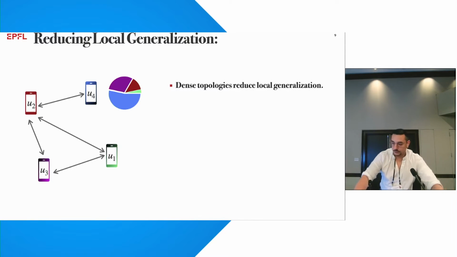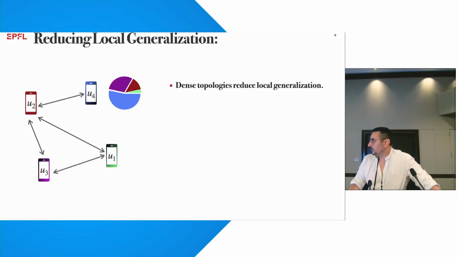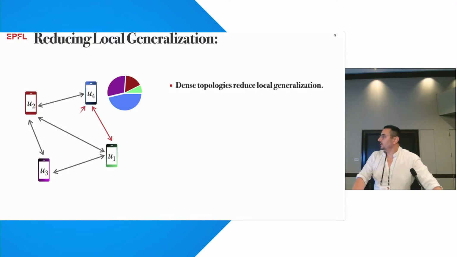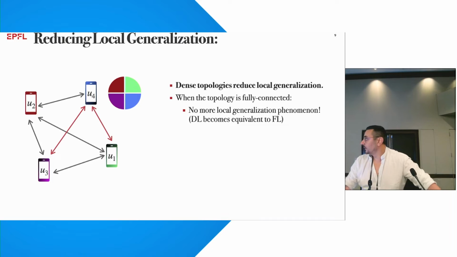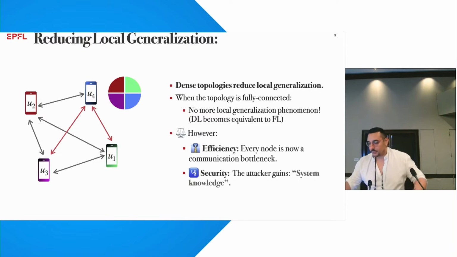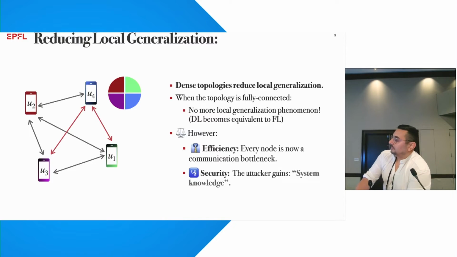Now, this was local generalization, but local generalization can be solved. It's enough for the user to connect to more users in the system. In this way, we are reducing the pairwise distances between each pair of users. And when the topology is fully connected, we solve the problem. Because now, essentially, we reach global generalization, and DL essentially becomes equivalent to FL, no more local generalization. However, this comes with obvious problems. The first one is that now every node has the same communication complexity of a parameter server, and that's bad.